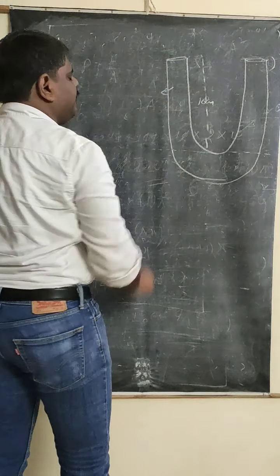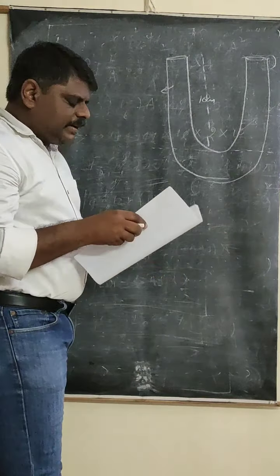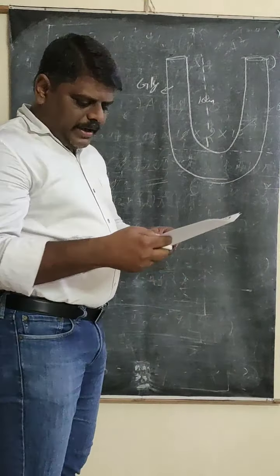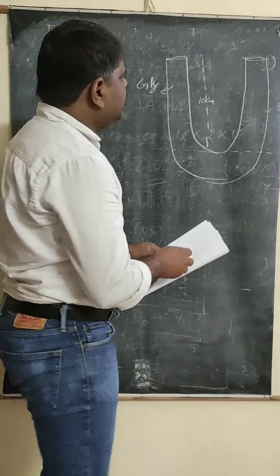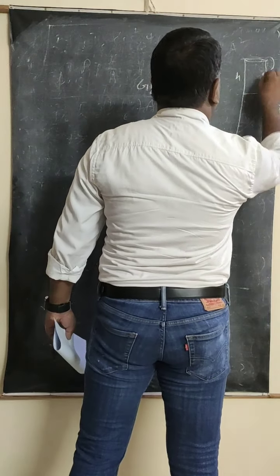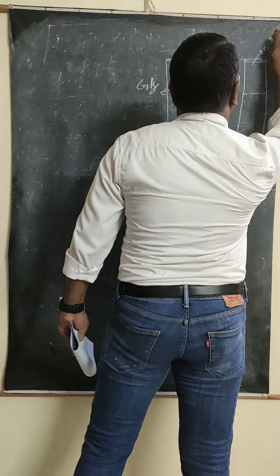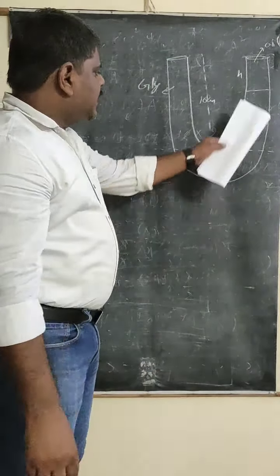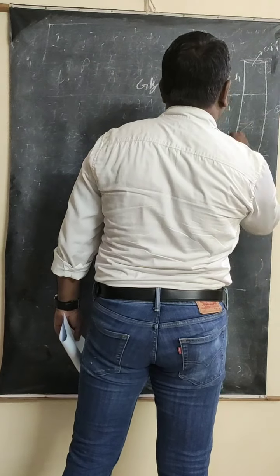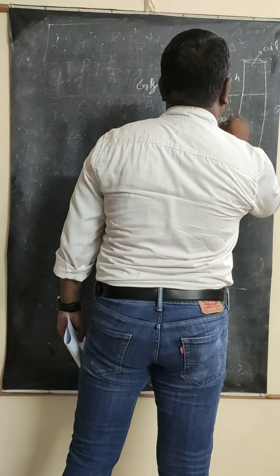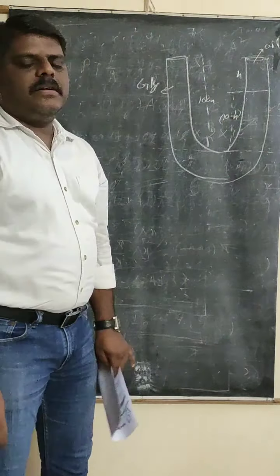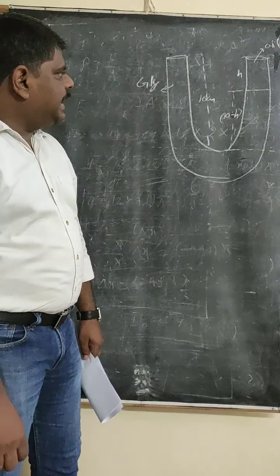And this is going to be filled with glycerin. Here it is glycerin. And here up to a certain height H, oil is given to you. The remaining is mercury. The remaining height means what happened? This height becomes 10 minus H, where the mercury will be there. Okay, this is the diagram given.